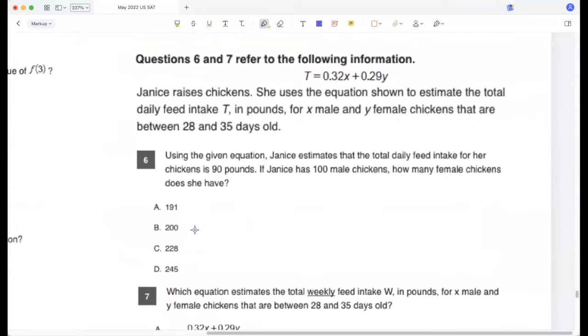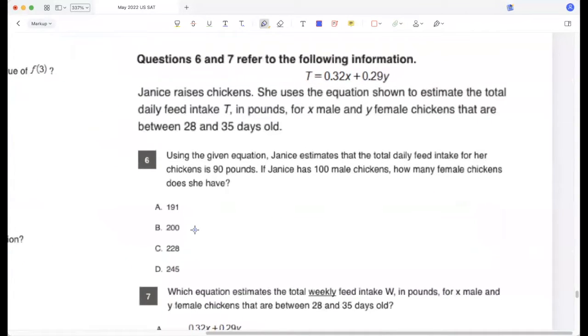Janice raises chickens. She uses the equation shown to estimate the total feed intake in pounds for x male and y female chickens that are between 28 and 35 days old. Using the given equation, Janice estimates that the total daily feed intake for her chickens is 90 pounds. If she has 100 male chickens, how many female chickens does she have?